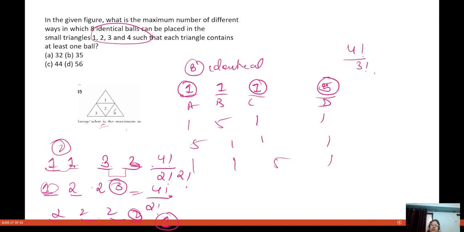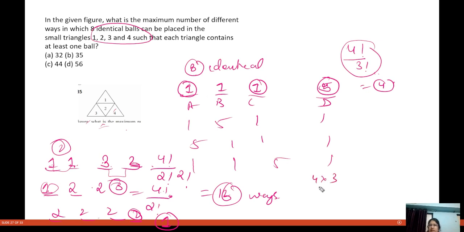Okay, so now you have factorial 4 divided by factorial 3. So this is coming to be 4 ways. When you are doing this, factorial 4 divided by this, so this is coming to be 4 into 3 and 2 into 1. So this is coming to be 6 ways.